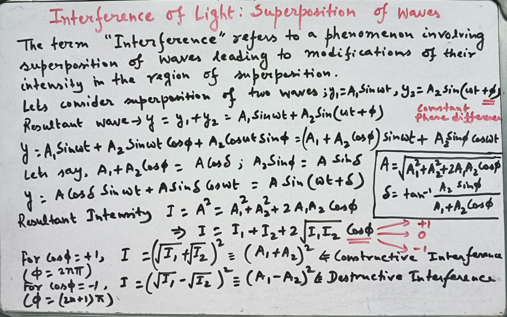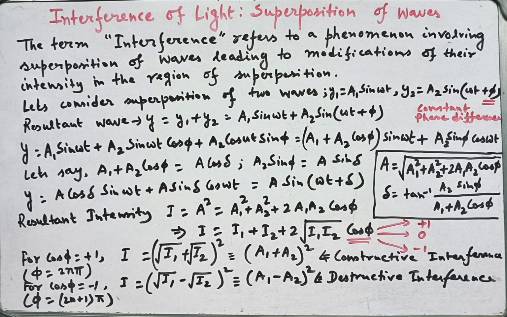Now if I break this a2 sine (omega t plus phi), then it will be a2 sine omega t cos phi plus a2 cos omega t sine phi. Okay. Now if I combine the sine omega t term and cos omega t term separately, so basically it will be (a1 plus a2 cos phi) sine omega t, and plus a2 sine phi cos omega t.